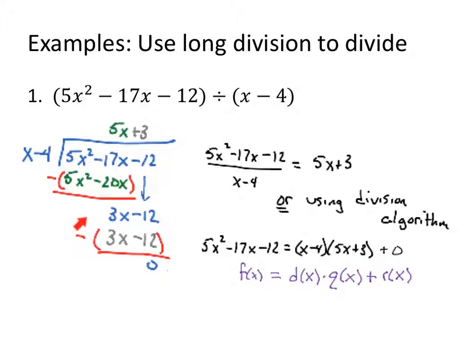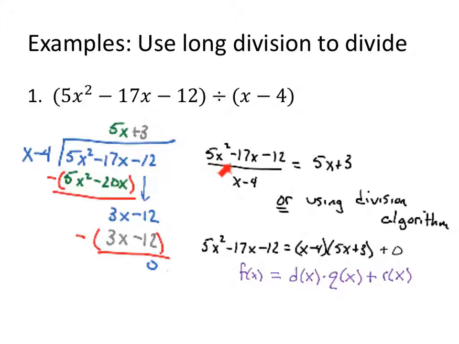And I ask myself similar questions. What do I multiply x by to get 3x? Well, I'm going to multiply that by 3. So I take 3 times x and get 3x. I take 3 times a minus 4 to get negative 12. Draw the line, minus sign. 3x minus 3x cancels out. Negative 12 minus a negative 12, that's negative 12 plus 12, a remainder of 0.